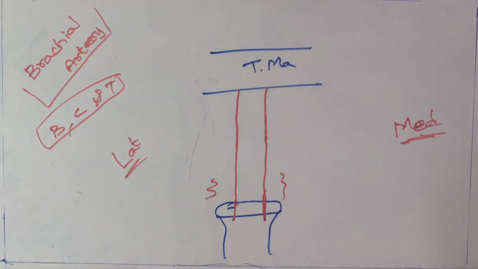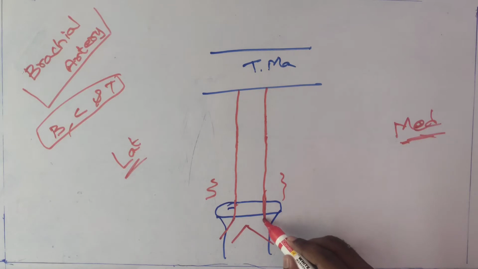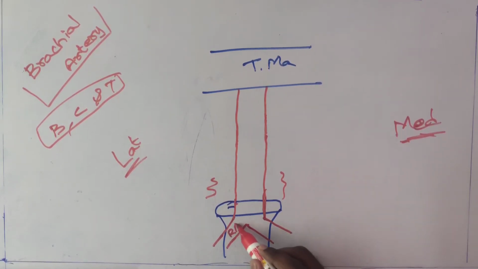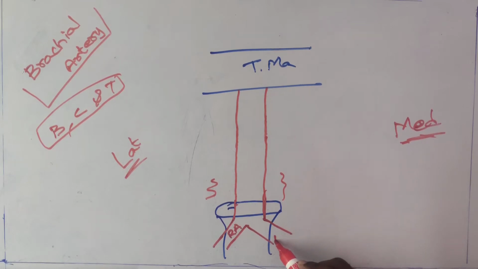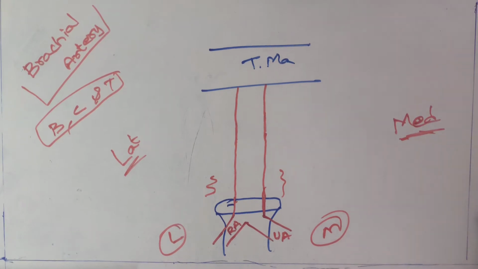This is the beginning, course and termination of the brachial artery, and at the neck it divides into two parts: the radial artery and the ulnar artery. The radial artery is towards the lateral side and the ulnar artery is towards the medial side. This is the medial side and this is the lateral side. This is the beginning, course and termination of the brachial artery.